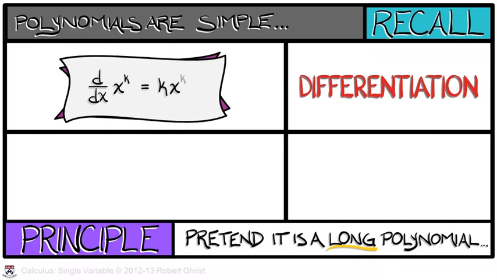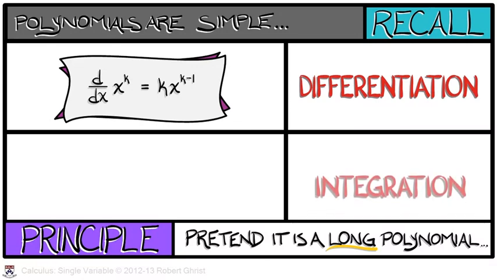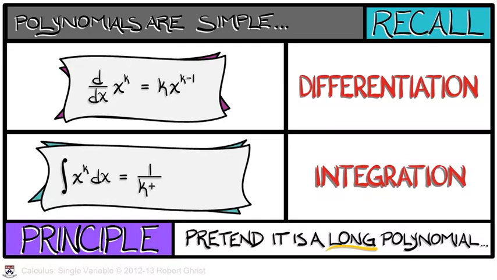Recall that when it comes to differentiation, the derivative of x to the k is k times x to the k minus 1. Likewise, the integral of x to the k is x to the k plus 1 over k plus 1. Don't forget the arbitrary constant, and don't forget that something unusual happens when k is equal to negative 1. Both of these properties should be familiar from your previous exposure to calculus. Given these facts about polynomials, let's see what we can observe about e to the x.